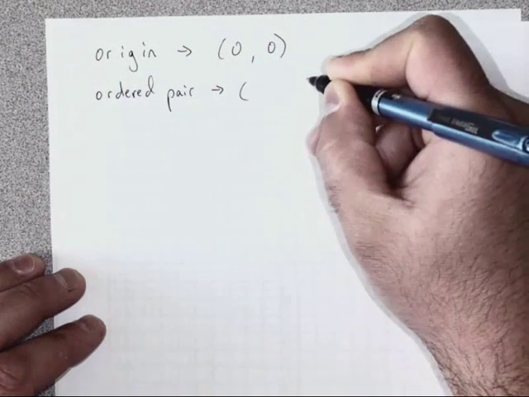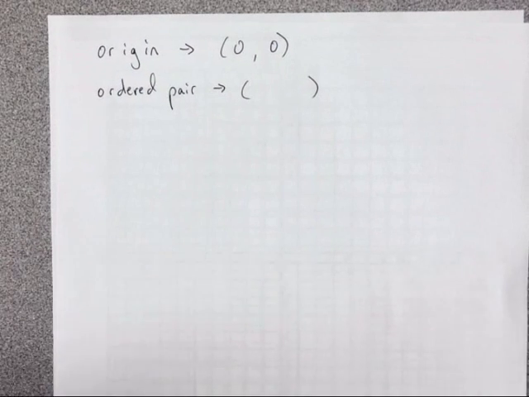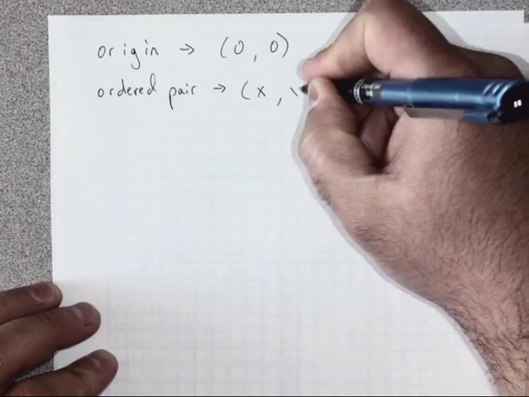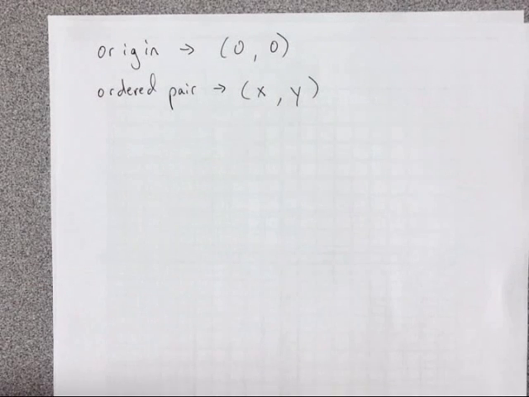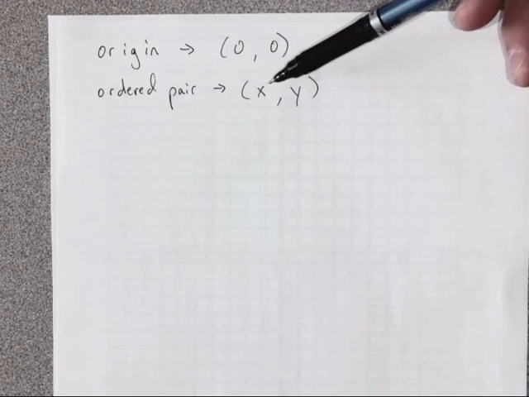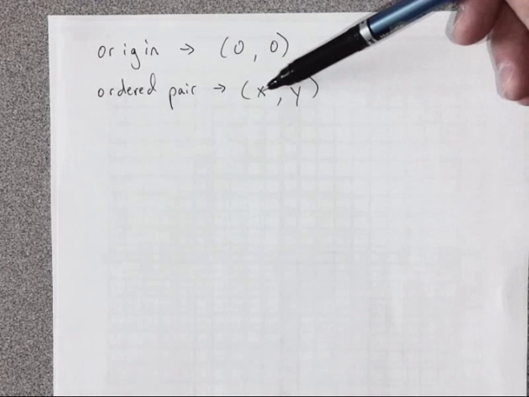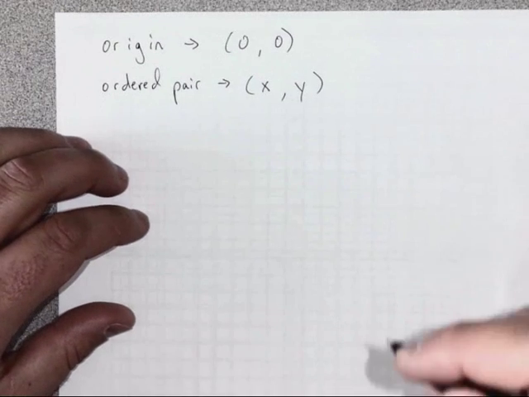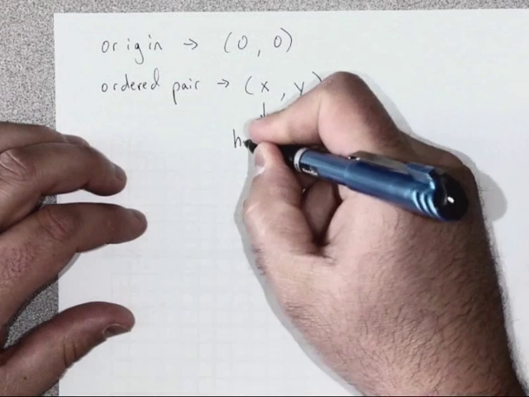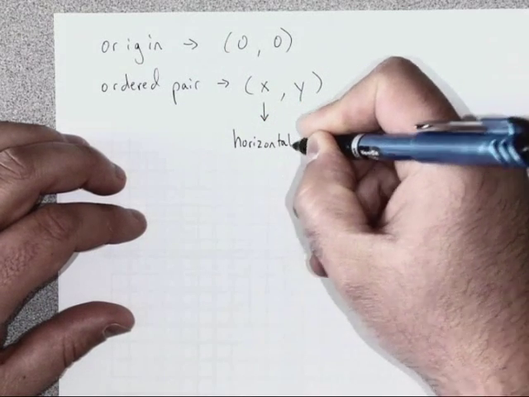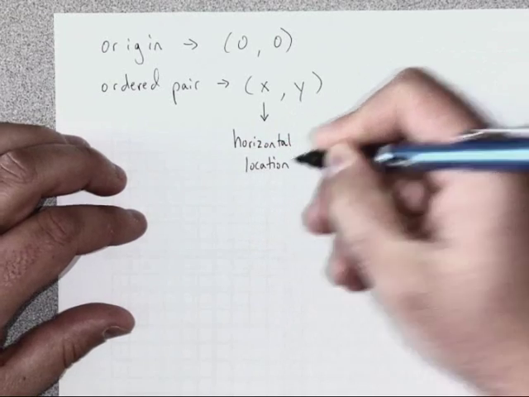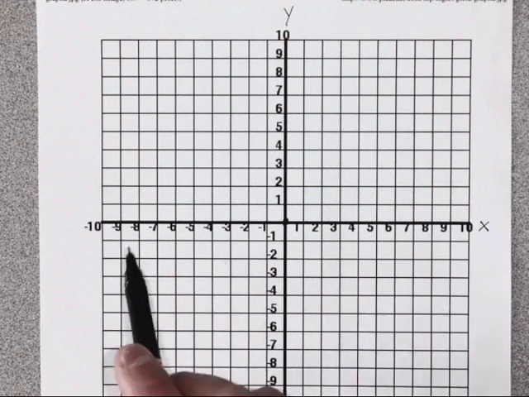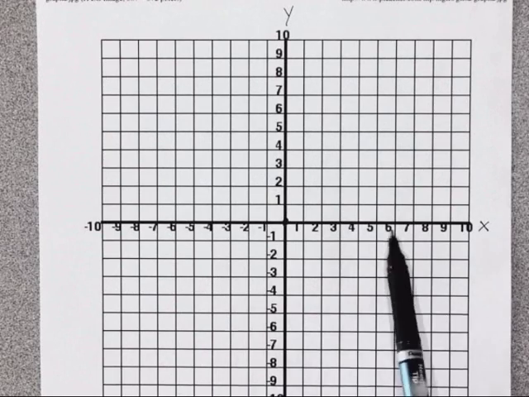An ordered pair consists of two numbers, hence the pair part of the term. And those two numbers are the x-coordinate and the y-coordinate. The ordered part is also important because it tells us which number goes first. So the x-coordinate is the first number, followed by the y-coordinate, which is the second number in the ordered pair. The x-coordinate gives us the horizontal location of the point, because remember, the x-axis is the horizontal number line, so that tells us where the point is horizontally in this plane.